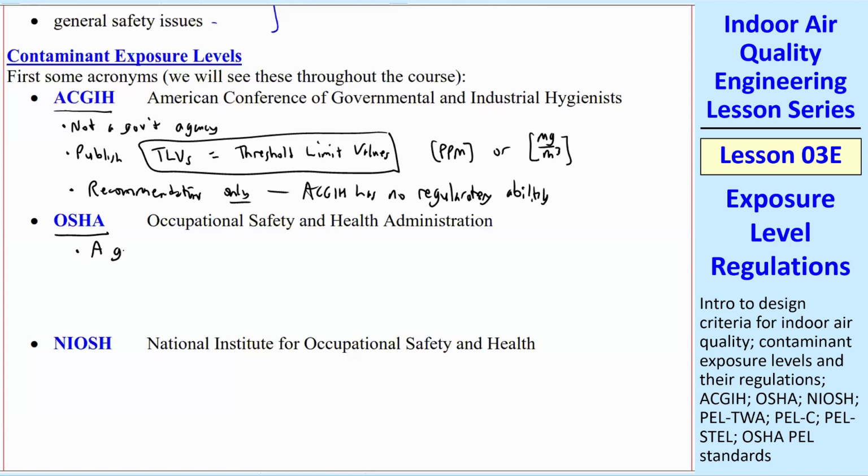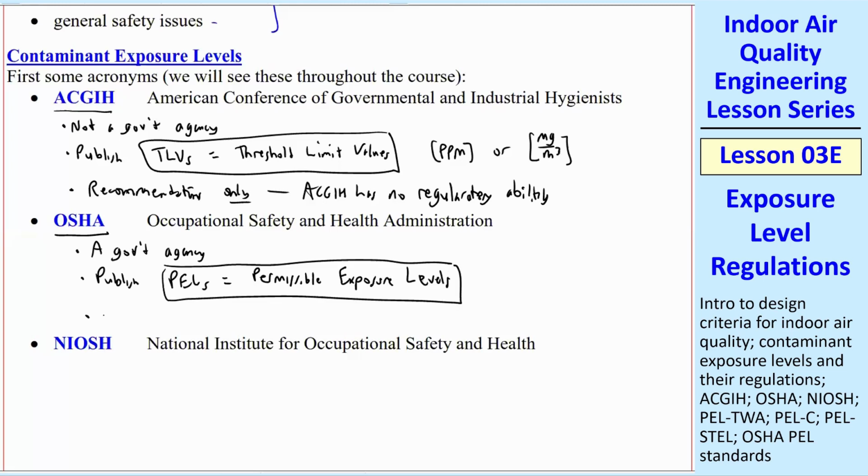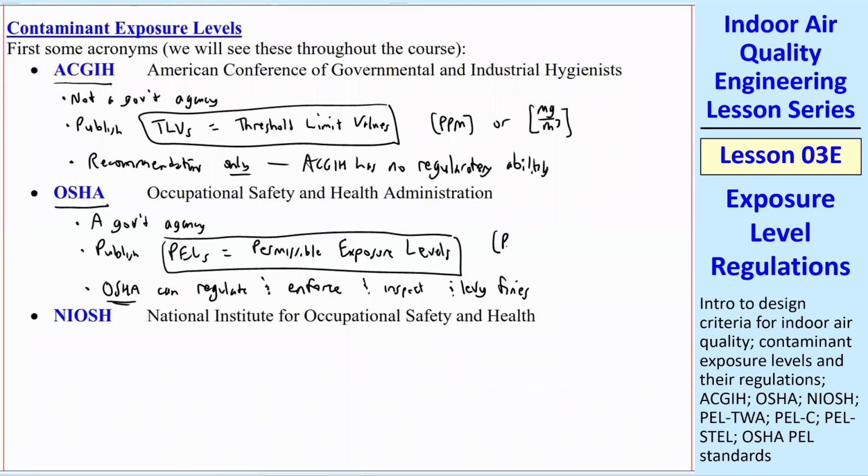OSHA is a government agency. They publish PELs, which are permissible exposure levels. These are regulated, so OSHA can regulate and enforce and inspect, and they can levy fines. So OSHA is the one that you have to be really concerned about. If you're a company, they can come in, test your air, and if you don't meet their permissible exposure levels for a certain chemical, they can actually give you a fine and force you to comply or shut down. So they're a very powerful agency. All of these are in ppm or milligram per meter cubed.